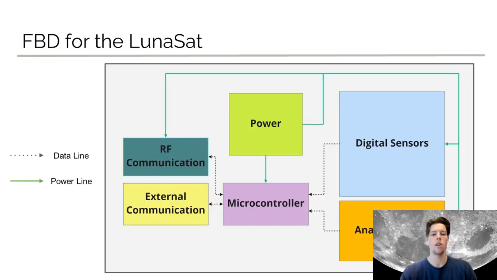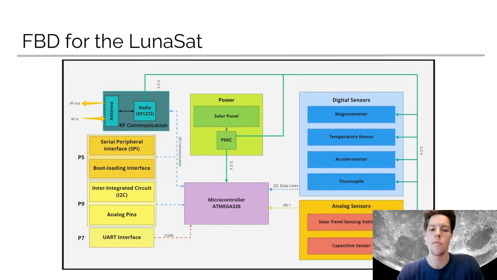So over here, we have an overview of the FBD for the LunaSat. As you can see, the power is the green in the middle. Coming from the power are the green power lines going to the digital sensors, the analog sensors, and RF communication. Data lines, which are the dotted lines, are going from the sensors to the microcontroller. And then there are data lines going from RF and external communication to the microcontroller, but then also from the microcontroller back to those. So it shows how they communicate back and forth, and then how the two sensor types, digital and analog, will send everything to the microcontroller. It's a more detailed, in-depth version of the functional block diagram.